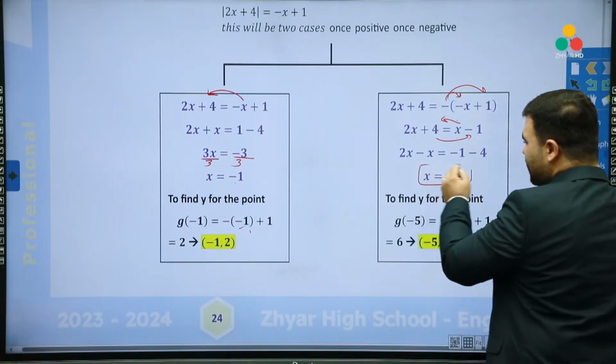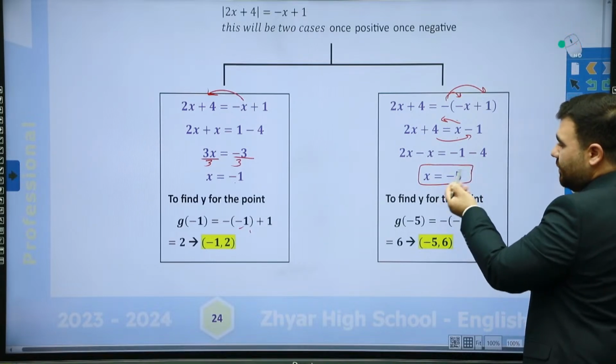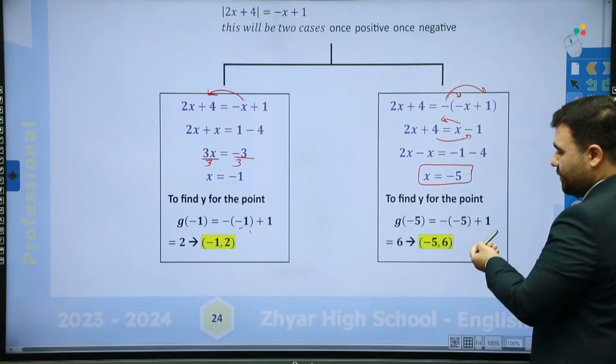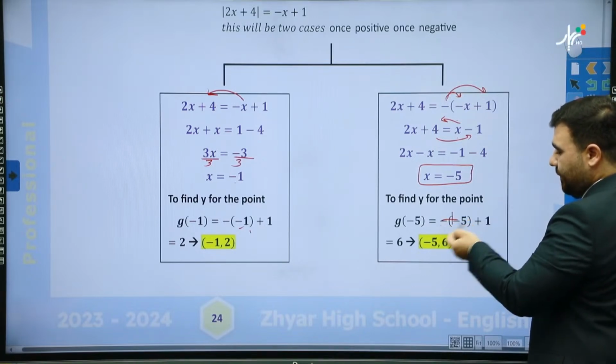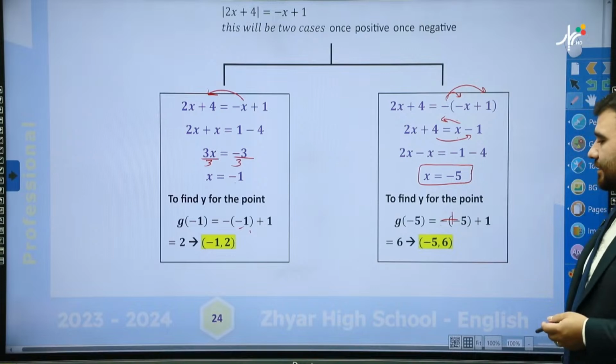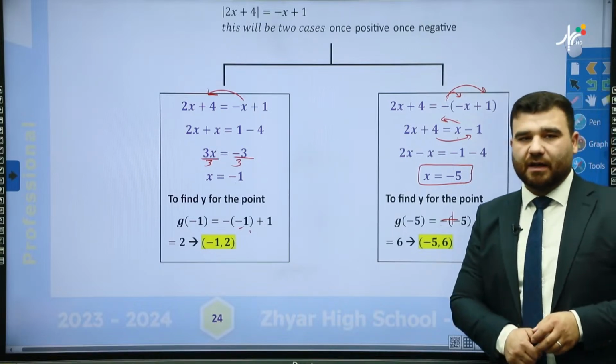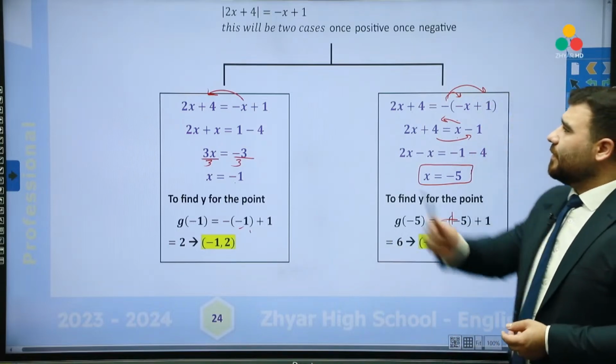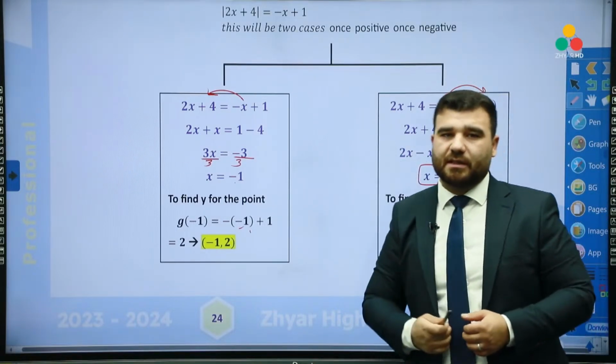Again, the function g is easier. I'm going to write this in place of x in g. That makes negative 5 plus 1. Negative is positive, plus 1, that is 6. The point negative 5, 6 is the other point of intersection between this absolute value and this linear function.